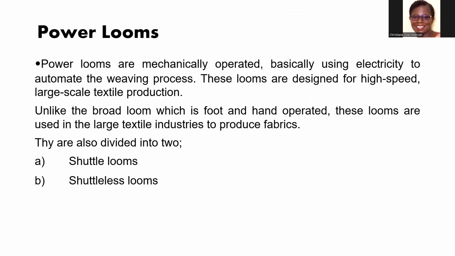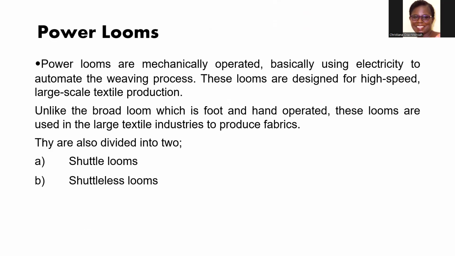So what are the power looms? The power looms are mechanically operated, basically using electricity to automate the weaving process. These looms are designed for high-speed, large-scale textile production. They weave very fast. When you get to the third year or so, it will take you to the industry. Unlike the broad loom, which is foot and hand operated, these looms are used in large textile industries to produce fabrics.